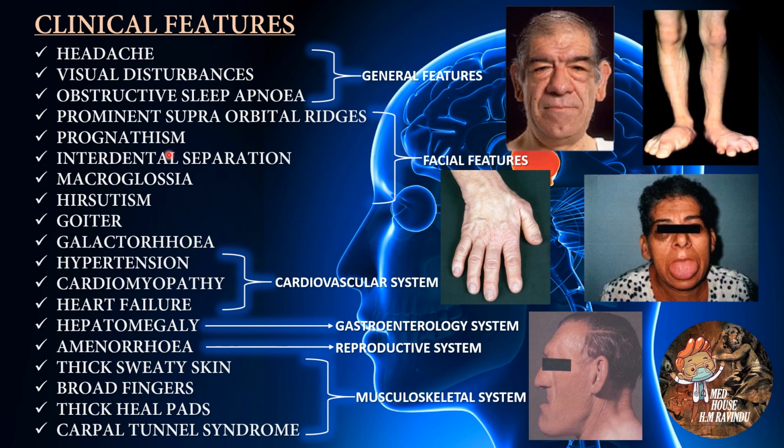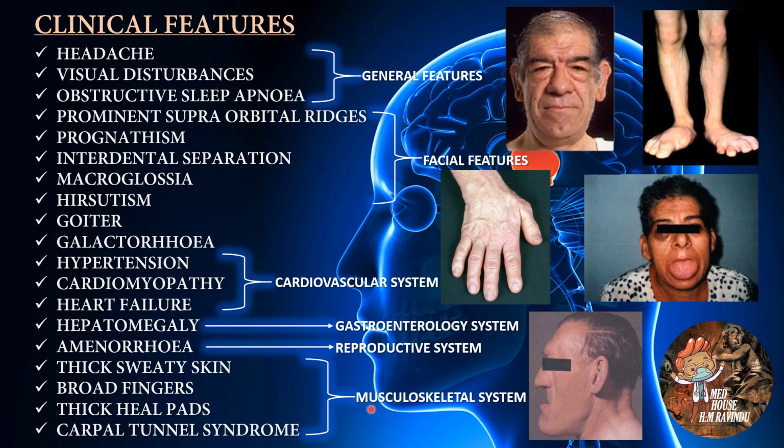Facial features are prominent supraorbital ridges, prognathism or prominent mandible, interdental separation, macroglossia and hirsutism. Also they have goiter and galactorrhea. Clinical features related to cardiovascular system are hypertension, cardiomyopathy and heart failure. Hepatomegaly related to gastroenterology system and amenorrhea related to reproductive system.